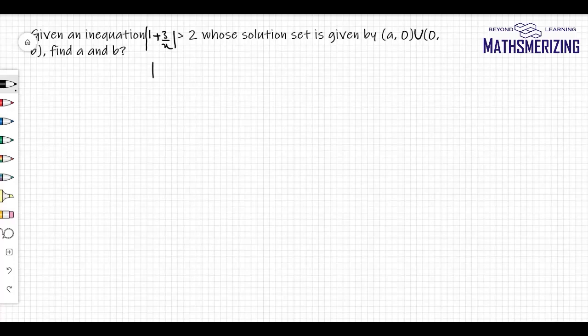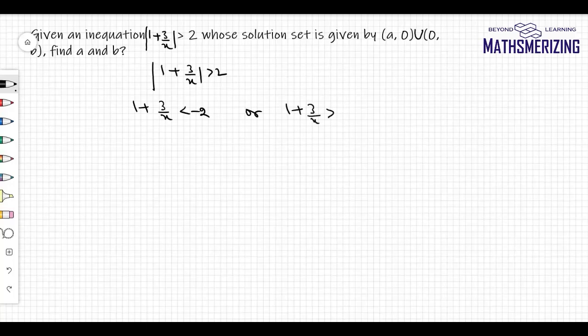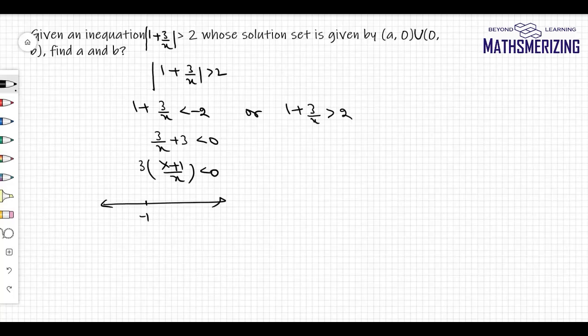Now for this one, what I have, mod of 1 plus 3 upon x is greater than 2. So when mod x is greater than a, then either x is less than minus a or x is greater than a. So if I'll solve this one, I'll get 3 upon x plus 3 is less than 0. If I take 3 common, I can write x plus 1 upon x should be less than 0. So this is minus 1 and 0. So this is plus, minus and plus. So it should lie between minus 1 and 0.